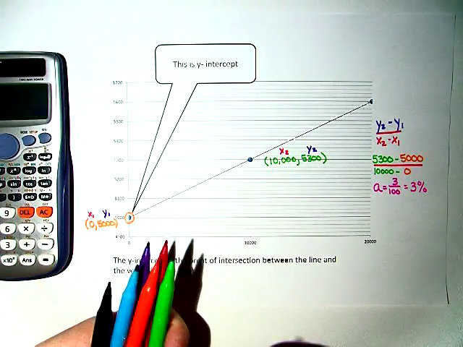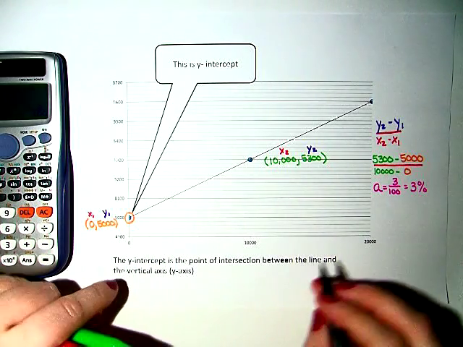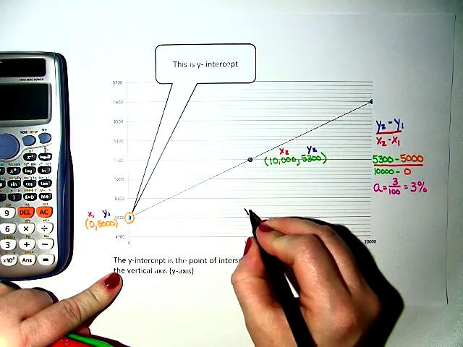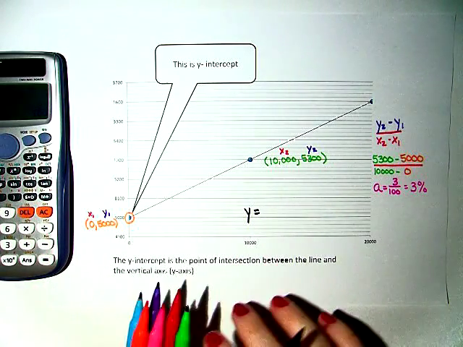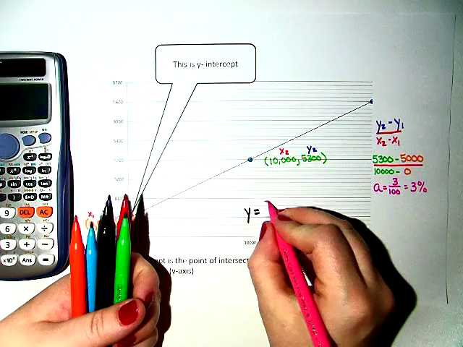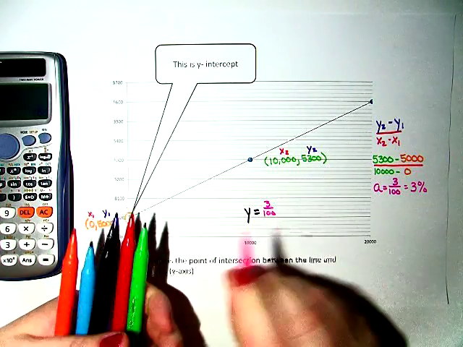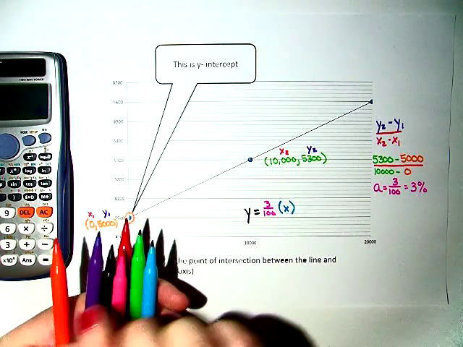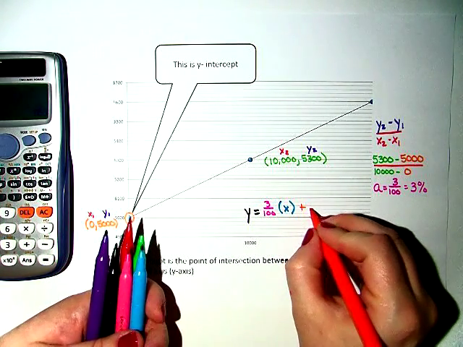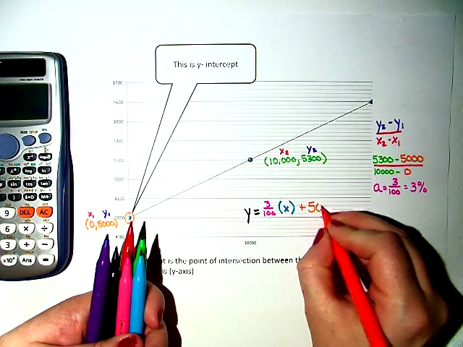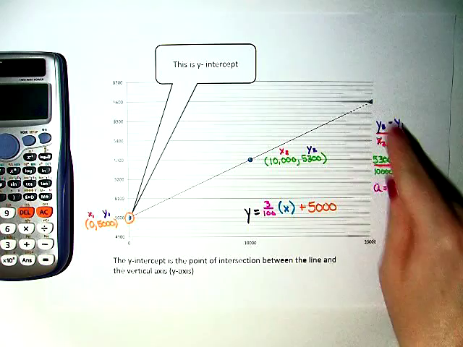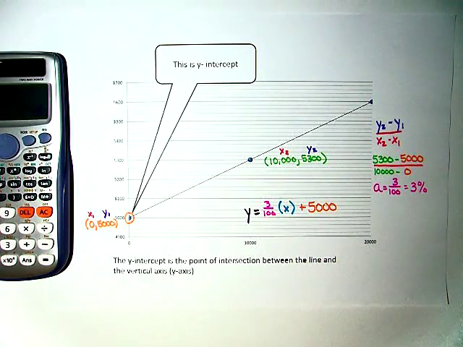So we're going to go ahead and actually write the equation for this line. We have the slope, we have the y-intercept. So the equation is y equals, and we're going to go ahead and write 3 over 100 this time, just so that you can get used to seeing it different ways, multiplied by x plus our initial value of 5,000. So you can see how we can take a graph and eventually create an equation.